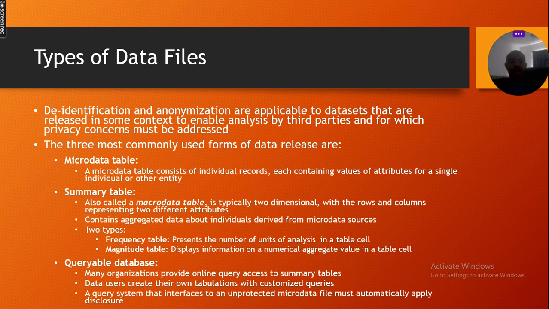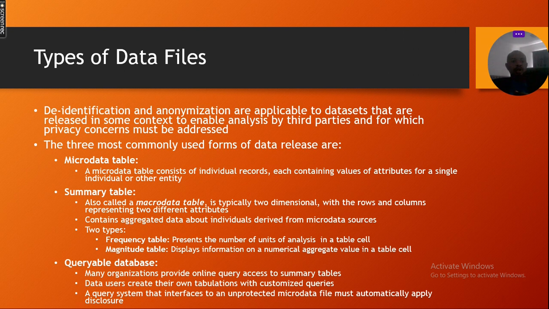The frequency table presents the number of units of analysis in a table cell. The magnitude table displays information on numerical aggregate values in a table cell. So the number of units of analysis is the frequency table, and the numerical aggregate value is the magnitude table.